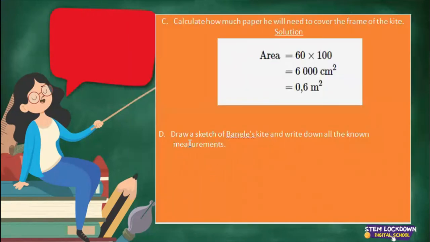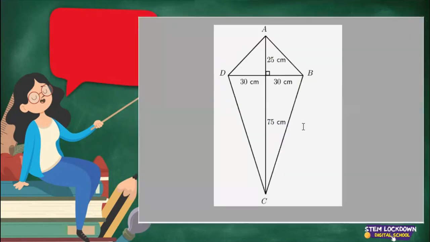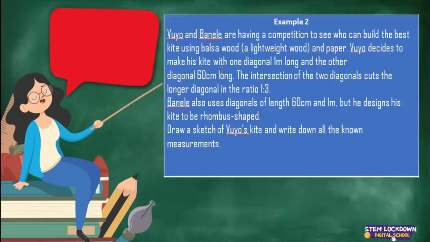Now draw a sketch of Bannerless's kite and write down all the known measurements. So what about Bannerless's kite? It's saying Bannerless also uses diagonals of length 60 centimeters and 1 meter, just like Buyo. But he designs his kites to be rhombus shaped.